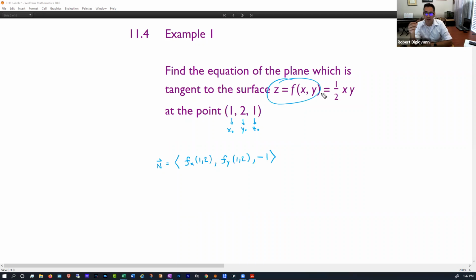It solves for z. Do you understand this notation? We're going to take the partial of f with respect to x, and then plug in 1 and 2 for x and y respectively. And then the same thing here. We don't really need this z for our formula. So let's do the partials. The partial of f with respect to x should just be 1/2 y. And so if I plug in 1 for x and 2 for y, I should just get 1.